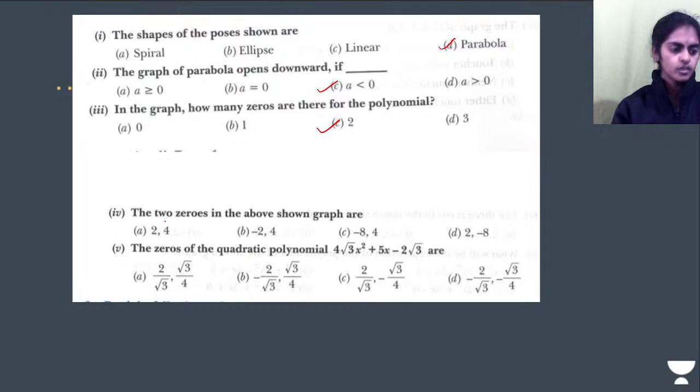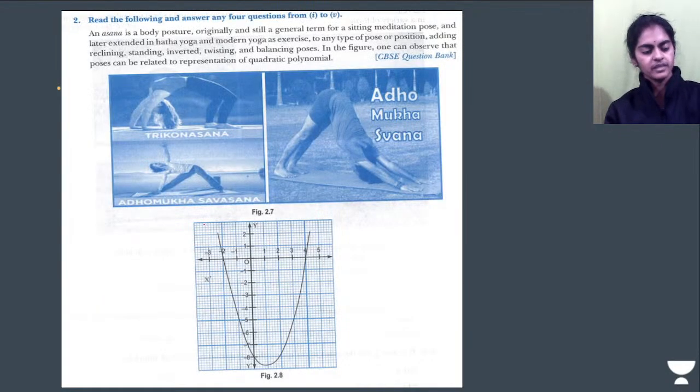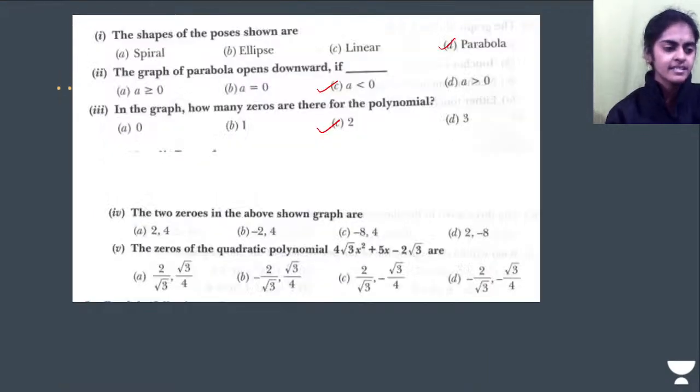Okay. See the fourth one. The 2 zeros in the above shown graph are. So look at this. Yes, 2 beta, 2 exactly Anurag. Excellent. So here there are 2 zeros, right? So what are those 2 zeros? You have to find. That is the next question.